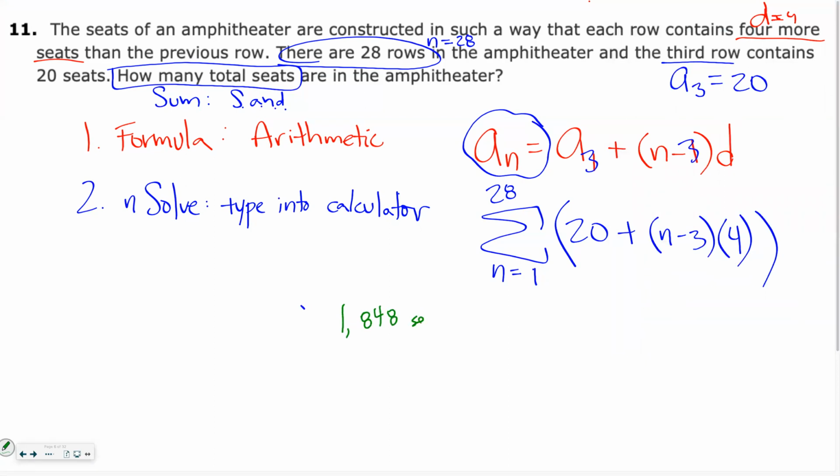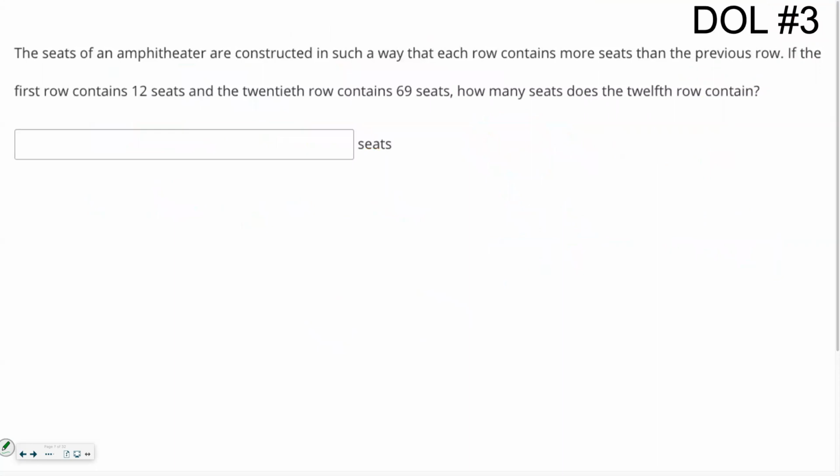1,848 seats, which brings us to our DOL. DOL number 3 for today. The seats in an amphitheater are constructed in such a way that each row contains more seats than the previous row. Okay, this one, how many more seats does it say? It just says more, so it doesn't tell you. That means you have a variable there.